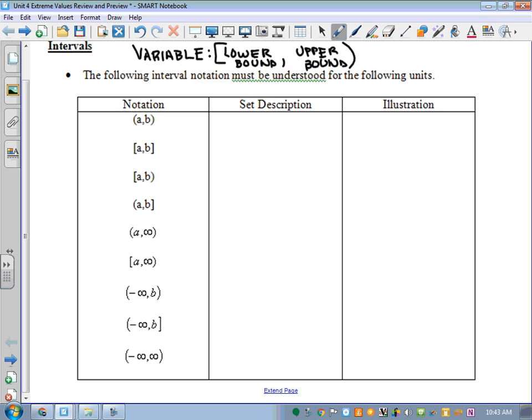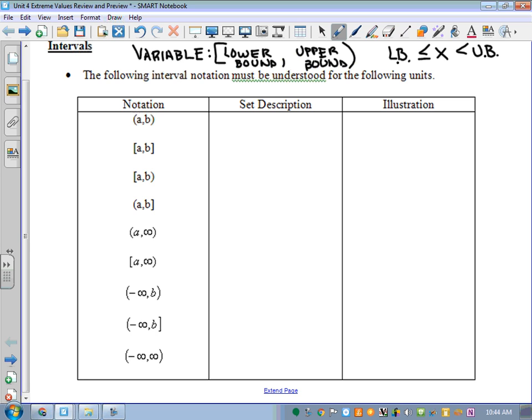So if we talk about this in the context of inequalities, this would be saying that whatever variable I'm talking about, I'll just use x here, would be greater than or equal to the lower bound, but less than the upper bound. And we'll talk about this a lot more. We're going to do it a couple different ways: with a set description, which is inequalities, and then an illustration, which will be a number line.